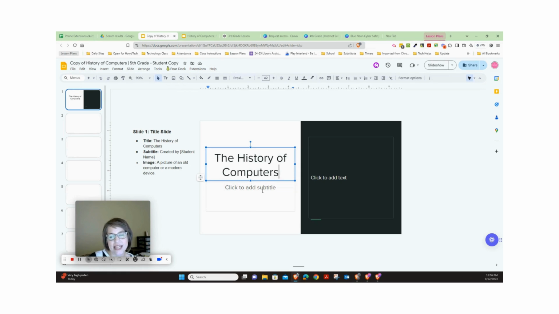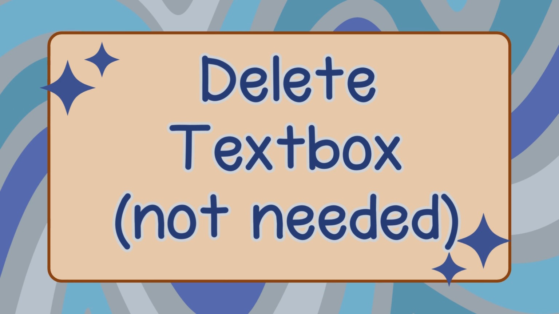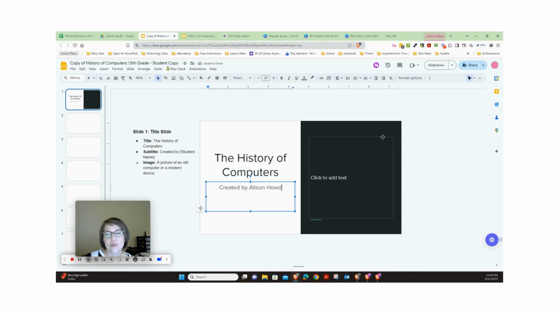Then I'm going to click on this next box and type created by, and then put my name. So you need to do that now as well. And then over here, this is a text box, which I don't need extra text in. I really want this as a place to put an image. So I'm just going to highlight that and press either delete or backspace, and it will erase.